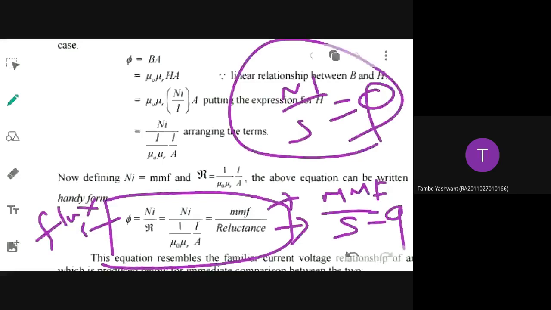So how can you relate phi, MMF, and reluctance? What's the formula? Phi is equal to Ni divided by S. What is S? Reluctance. What is the formula for S?